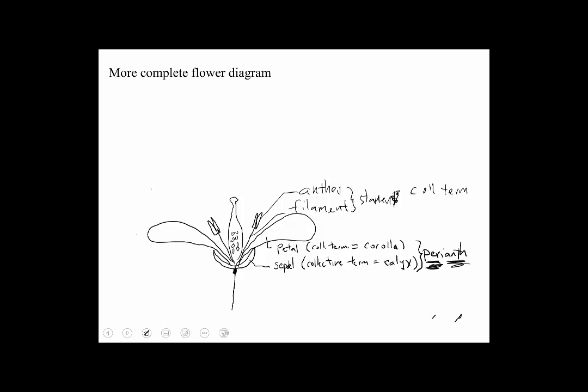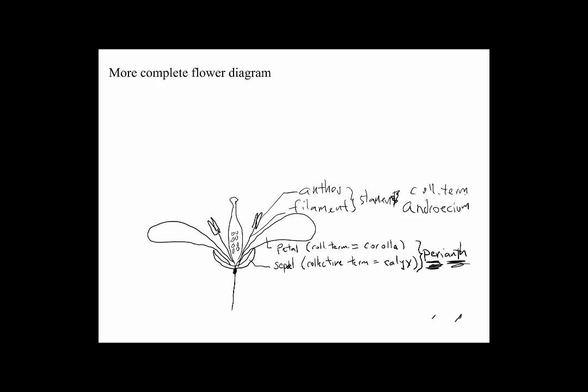The androecium. The collective term for all of the stamens is the androecium. Andro means male. It means the male house. And so you'd say the androecium of this flower, if it was really before you, would consist of 6 stamens, 4 long and 2 short.